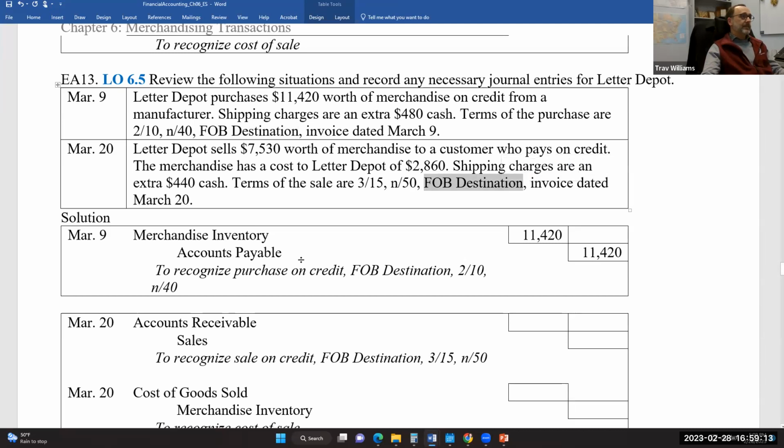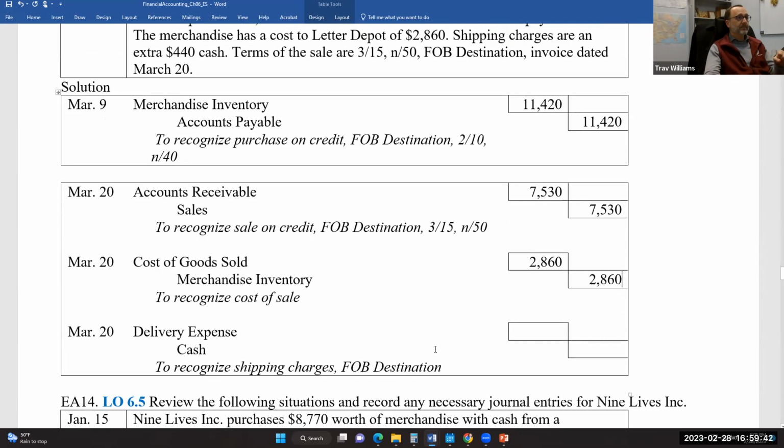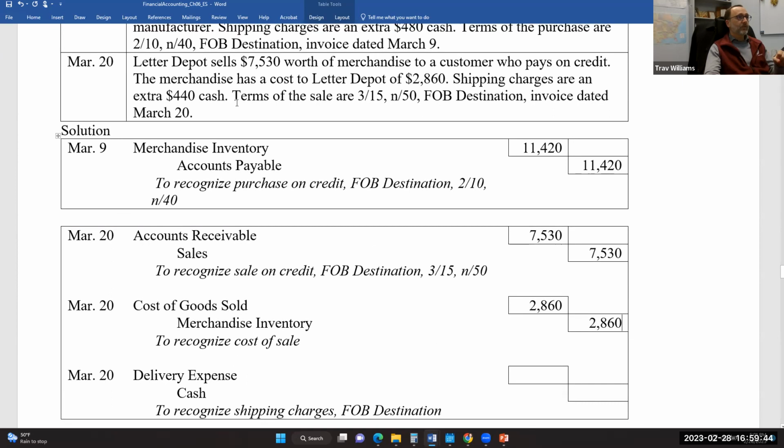Okay. I know it gets tricky. That's why you can refer back to that graphic if you need to. So in this case, it's $7,530 worth of merchandise. The cost to the company was $2,860. Now, when you are the seller and you are having to pay for the shipping costs, the way you journalize that is delivery expense. Okay, so this $440 shipping cost is a debit to delivery expense, credit to cash, because they paid cash.